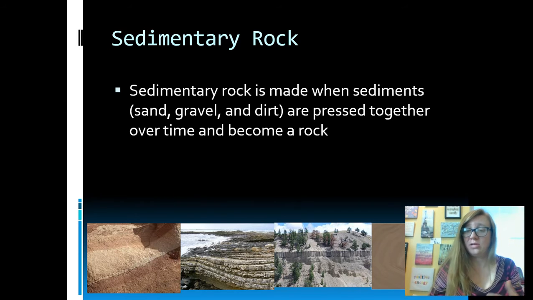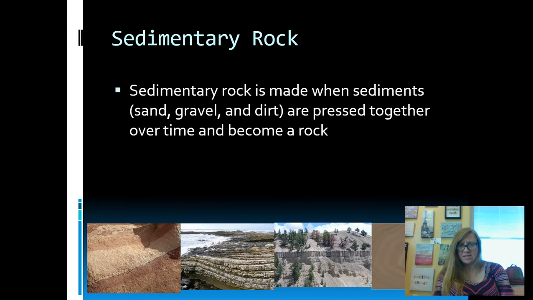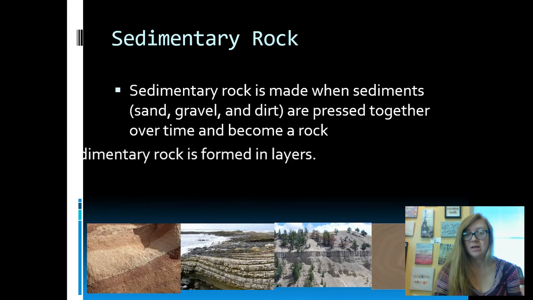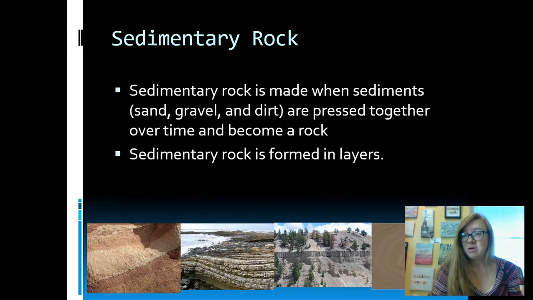But anyway, you would find that type of fossil in sedimentary rock. After a long, long time, when those sediments get pressed together and stuck together, they become rock. Sedimentary rock is formed in layers. So you can see those layers here.